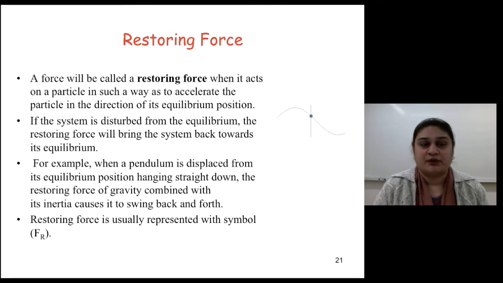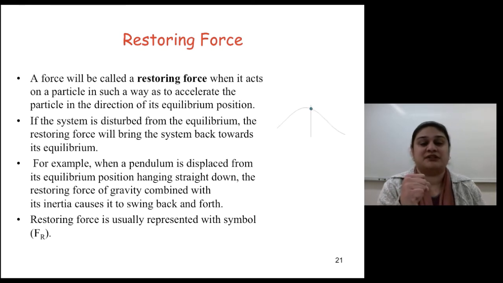So what is restoring force? A force will be called a restoring force when it acts on a particle in such a way as to accelerate the particle in the direction of its equilibrium position. If the system is disturbed from its equilibrium, the restoring force will try to bring it back towards its equilibrium.